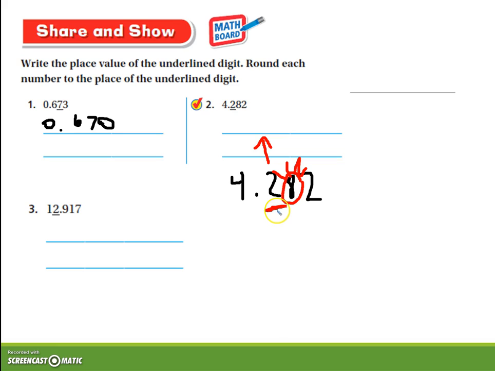The underlined one is what we change. So that's going to go up by 1. This becomes a 3. And everything to the left stays the same. Everything after it becomes a 0. So this is 4.300.